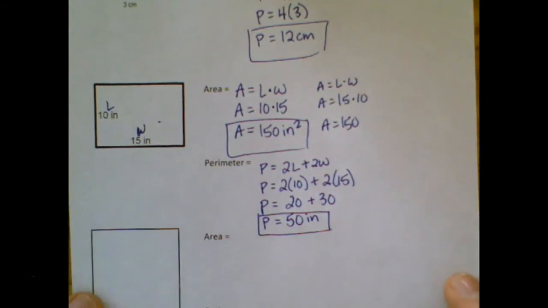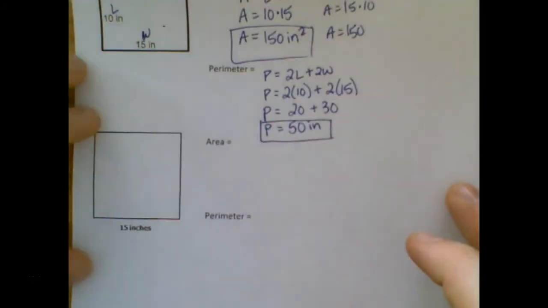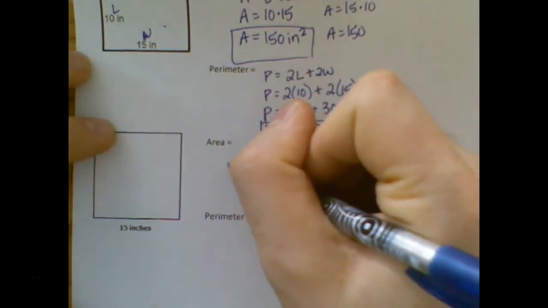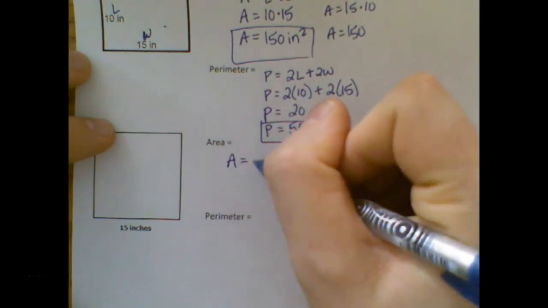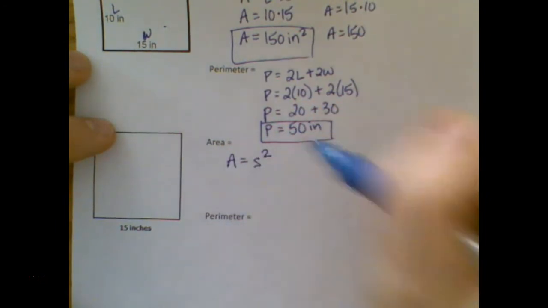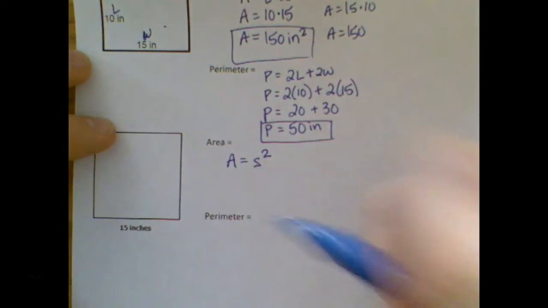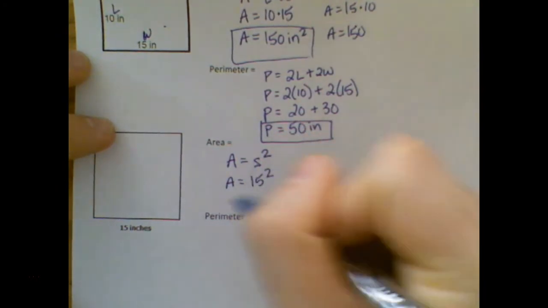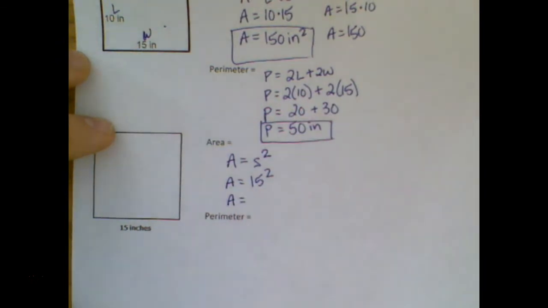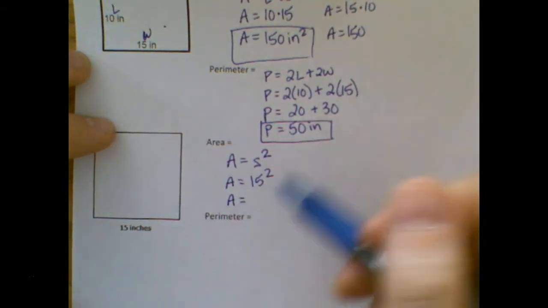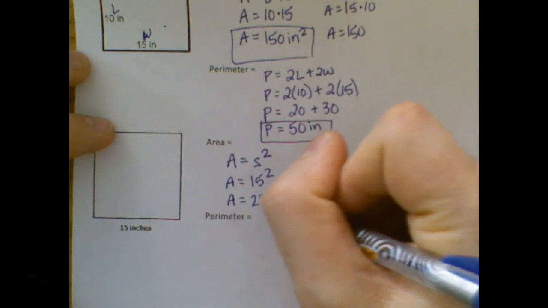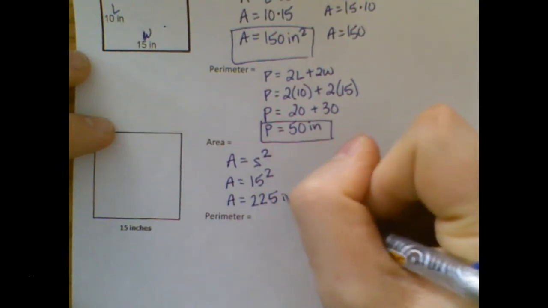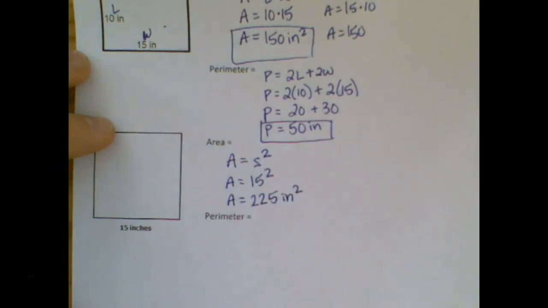Alright, last problem of the day. Area of a square, S squared. Our side length is 15, so it's 15 squared. Hopefully you remember your perfect squares from a few months ago. 15 squared is 225, and it's area, so it is inches squared.